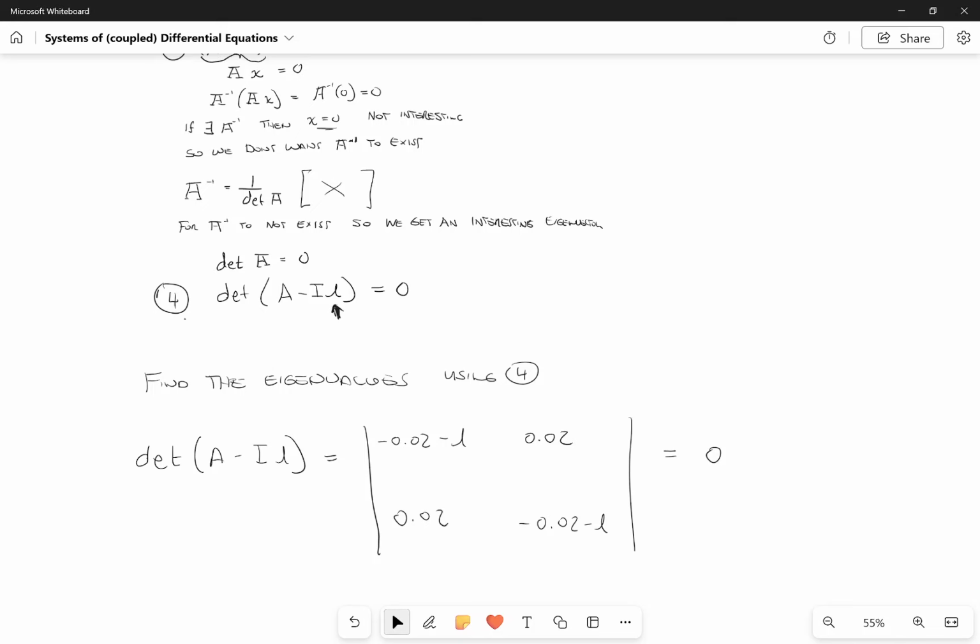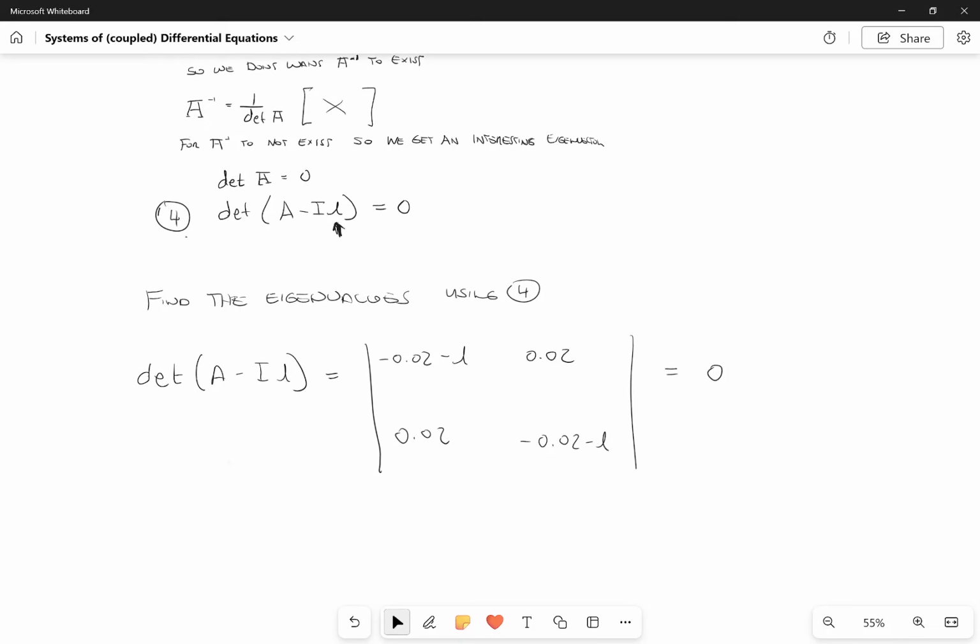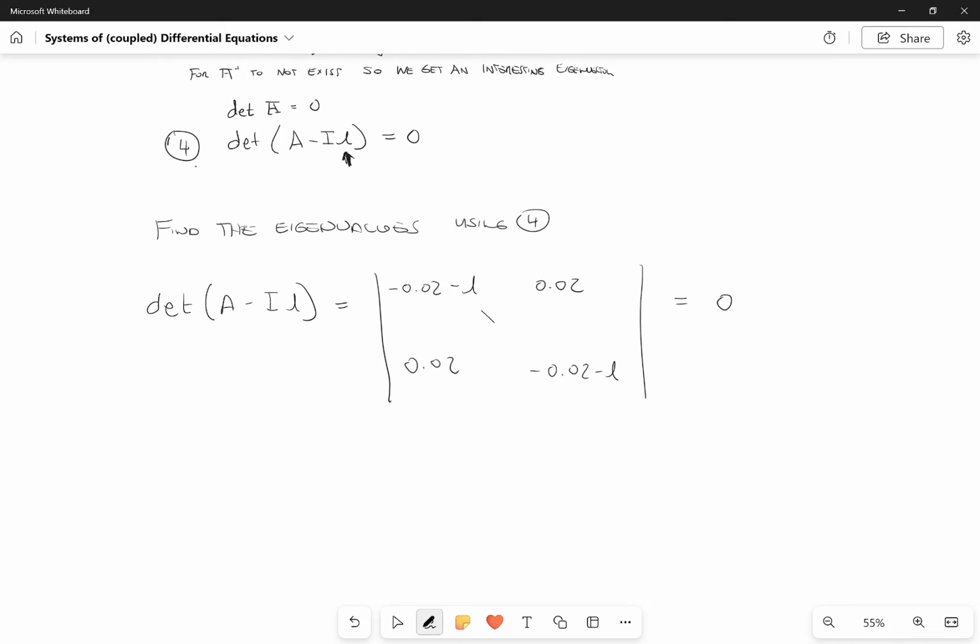Because we don't want A inverse to exist. So the determinant is down products minus up products, which is basically, okay, we pull the negative out from both of these. That becomes positive 0.02 plus lambda squared, right, minus 0.02 squared. Okay, and so what do we get? Equals 0.